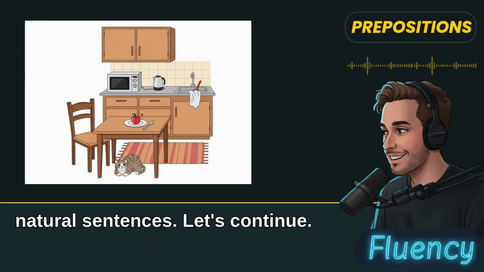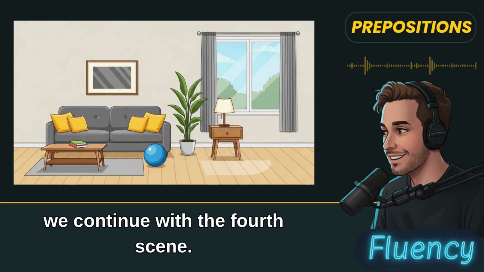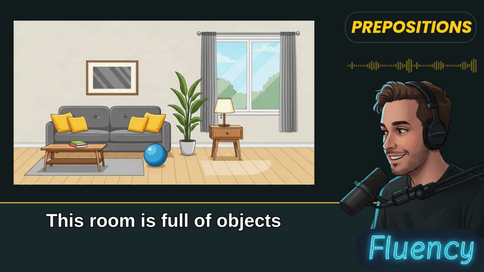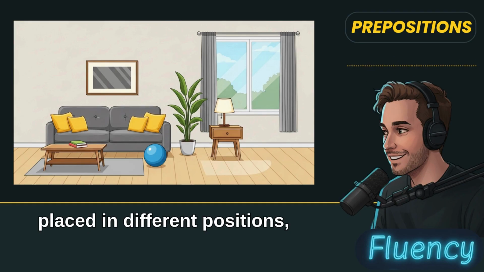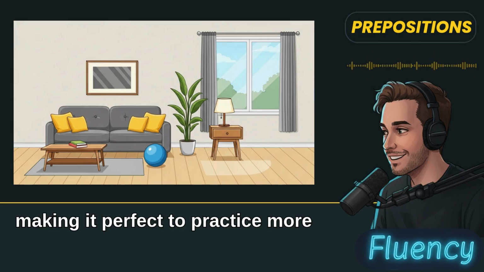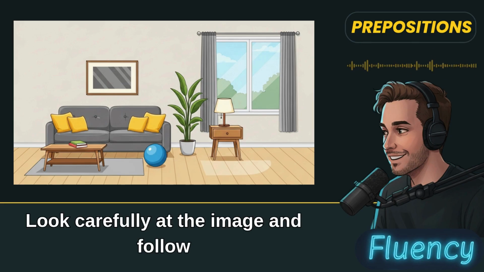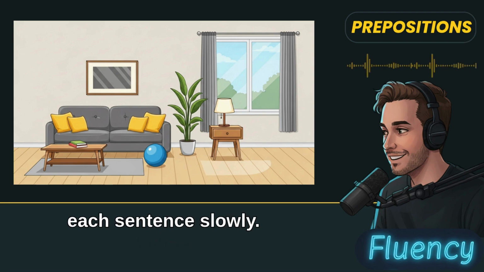Let's continue. Now we continue with the fourth scene, the living room. This room is full of objects placed in different positions, making it perfect to practice more prepositions of place in context. Look carefully at the image and follow each sentence slowly.